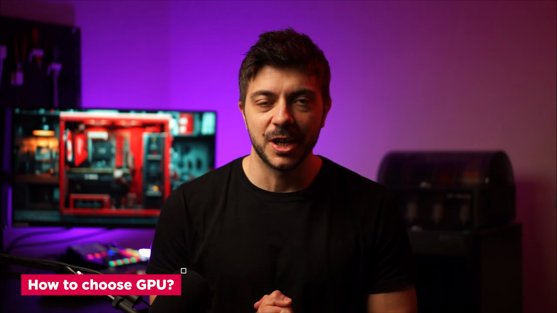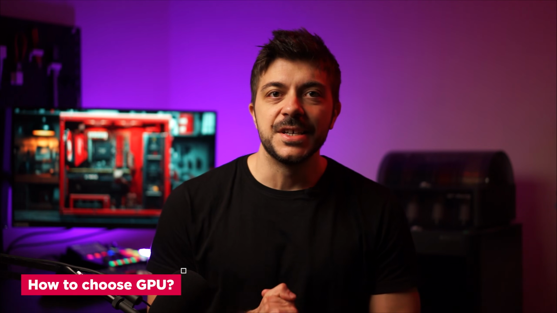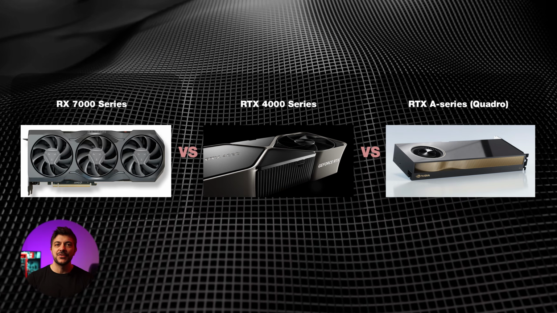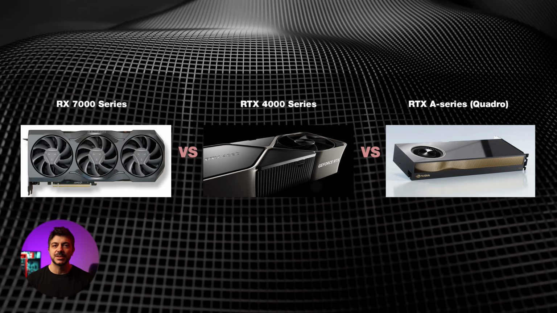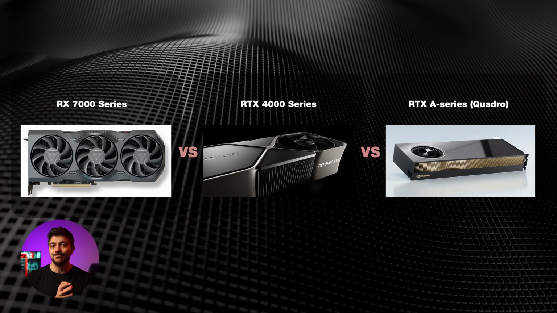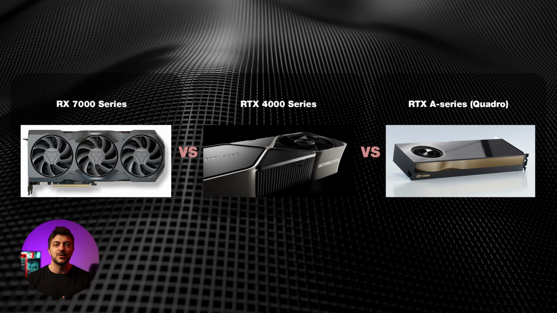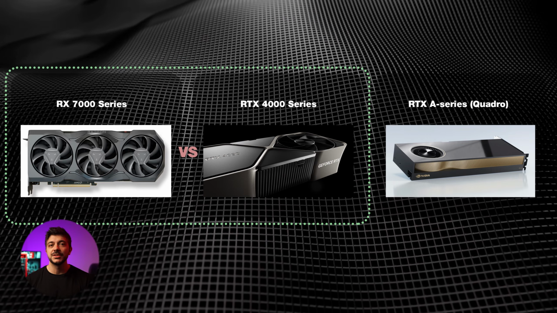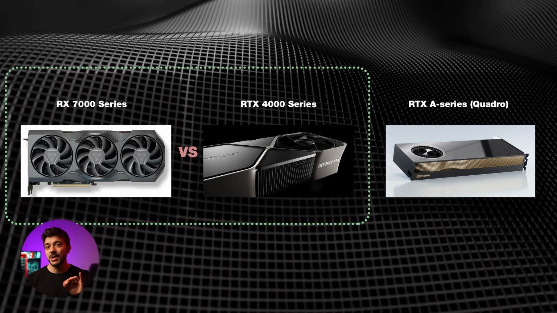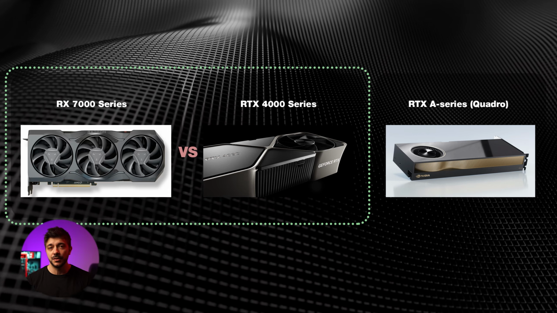All right, let's see how to choose the best GPU for architecture. One of the common questions is, what's the performance difference between different GPU brands like AMD Radeon RX 7000 series, or NVIDIA's RTX 4000 series, or NVIDIA's Quadro graphics cards? And then what's the best card and what's the best price and performance ratio? Here, I would first compare AMD Radeon RX 7000 series and NVIDIA's RTX 4000 series, because NVIDIA's Quadro graphics cards are simply in a league of their own.